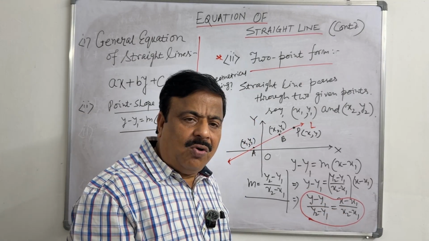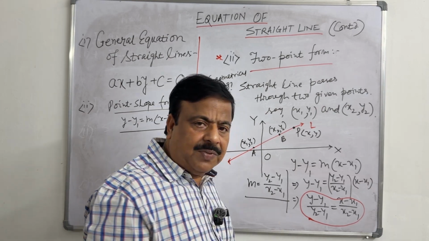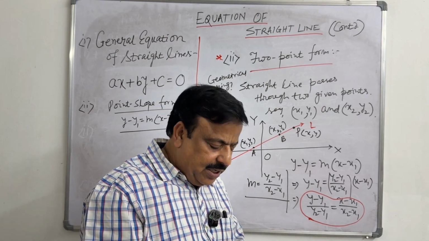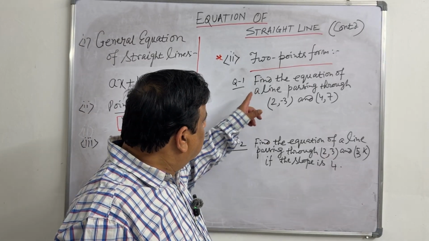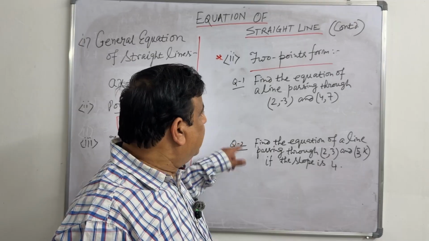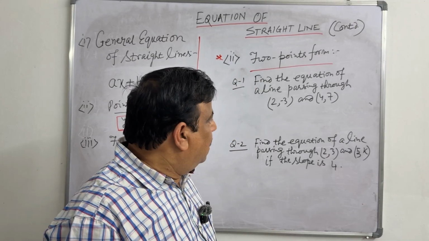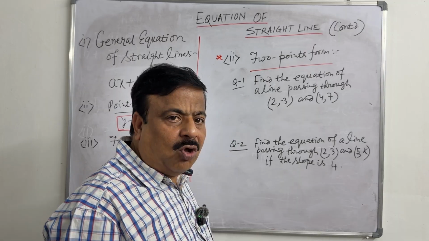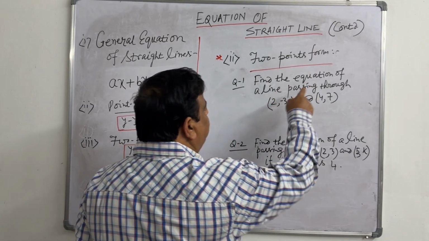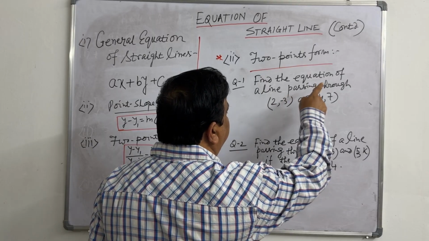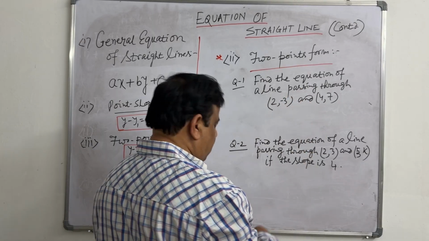Now we should solve some problems to clarify this concept. There are 2 problems, question 1 and question 2, related to the 2-point form of a straight line. First, let's solve problem number 1. What is problem number 1? Find the equation of a line passing through (2, minus 3) and (4, 7).